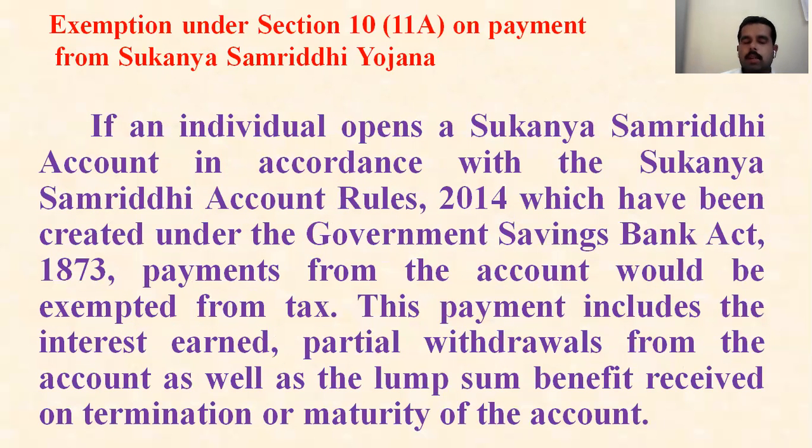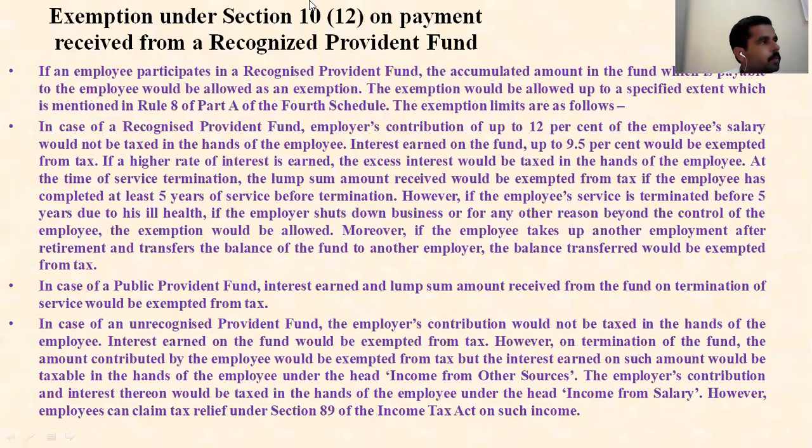Then the next one, which we are also recently hearing about, that is Sukanya Samruddhi Yojana. If an individual opens a Sukanya Samruddhi account in accordance with the Sukanya Samruddhi Account Rules 2014, which have been created under the Government Savings Bank Act 1873, payment from the account would be exempted from tax. This payment includes the interest earned, partial withdrawal from the account as well as the lump sum benefit received on termination or maturity of the account.